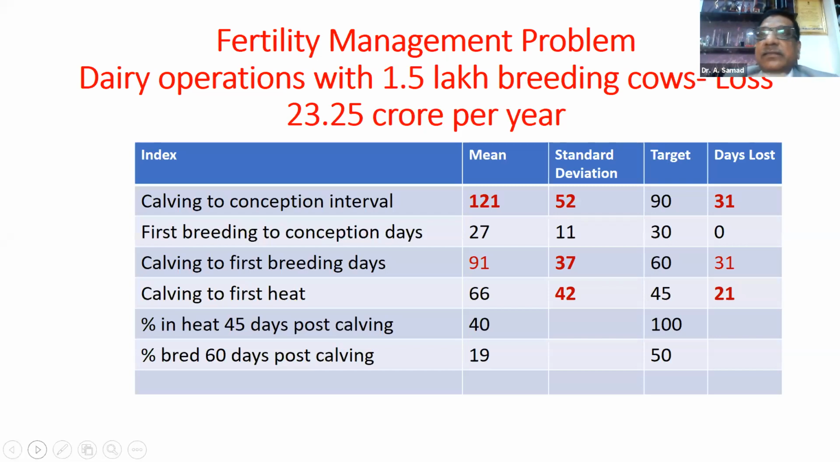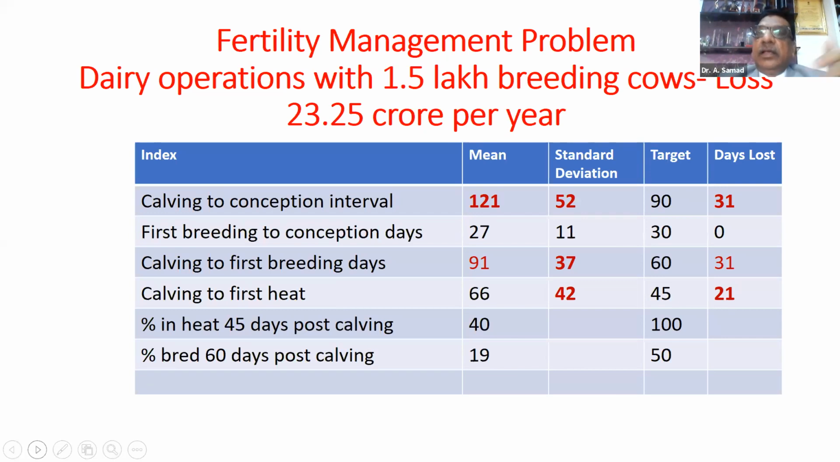Now in this case, different indices were calculated, and from the indices we could pinpoint that calving to first breeding was the issue, and therefore heat detection was a problem. If heat was detected, breeding will take place. So probably farmers were not detecting heat at the right time, and therefore the decision is going to be first training the farmers or using some kind of gadget for heat detection, so that we are not dependent on the farmer.